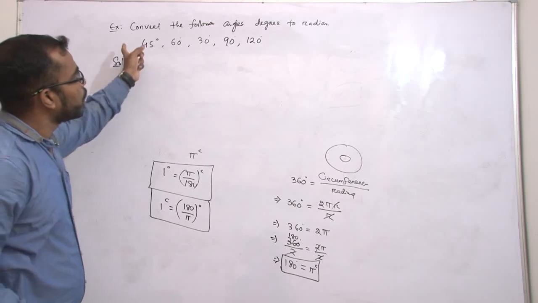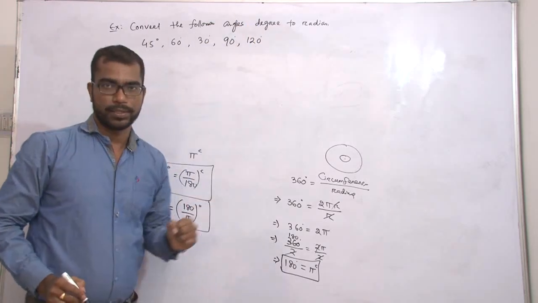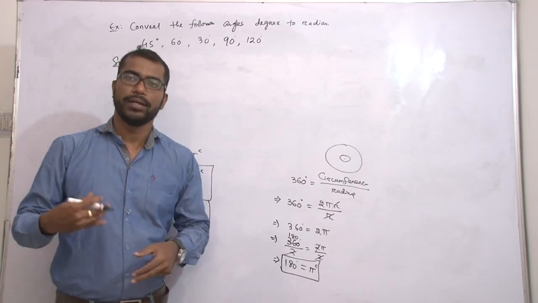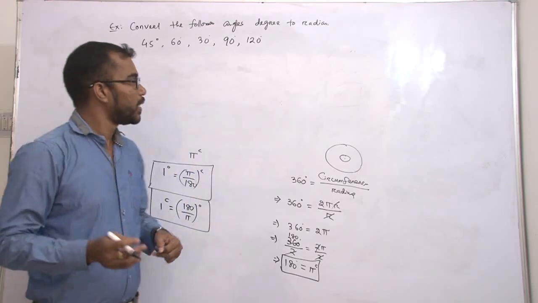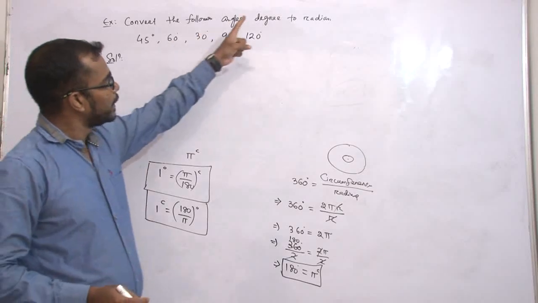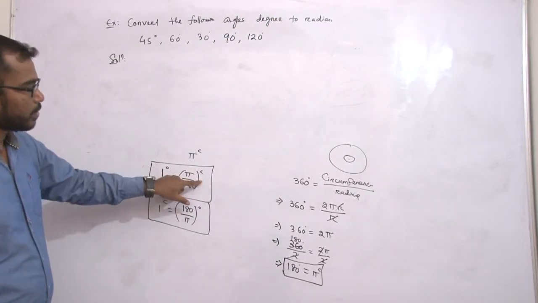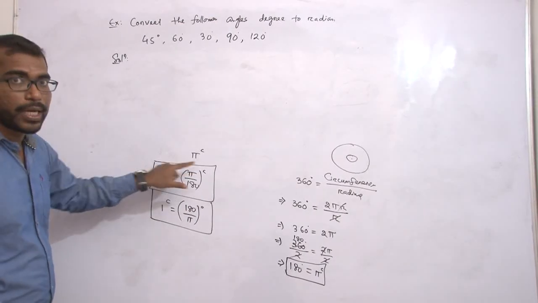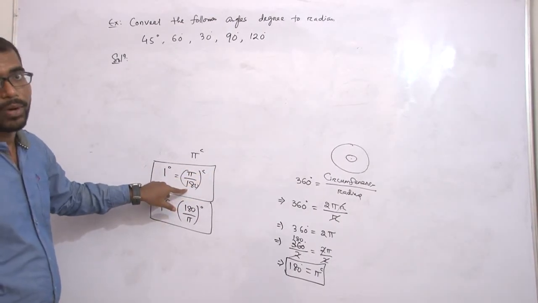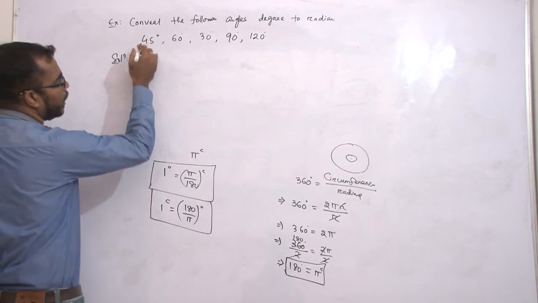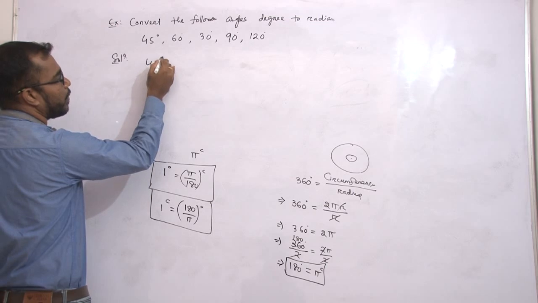So here we have to convert degree to radians. Angle measurements can be denoted in degree or in radians. But here we have to convert degree to radians. In our formula, if we convert degree to radians, then we multiply by pi by 180 degree, 180 only.